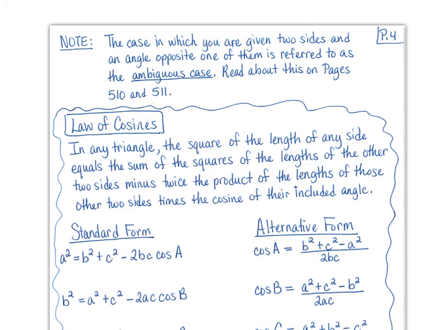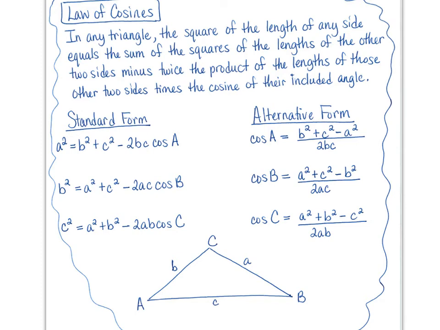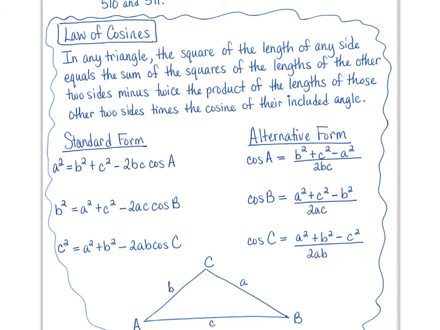The law of cosines. Again, the law of cosines applies whenever you have three sides or what? Two sides and their included angle. Good. So, the law of cosines says the following. Now, typically, you're just given the standard form. I just decided to write the alternative form there for you. Typically, you're not given that. The law of cosines says, in any triangle, the square of the length of any side equals the sum of the squares of the lengths of the other two sides, minus twice the product of the lengths of those other two sides times the cosine of their included angle. Mouthful.